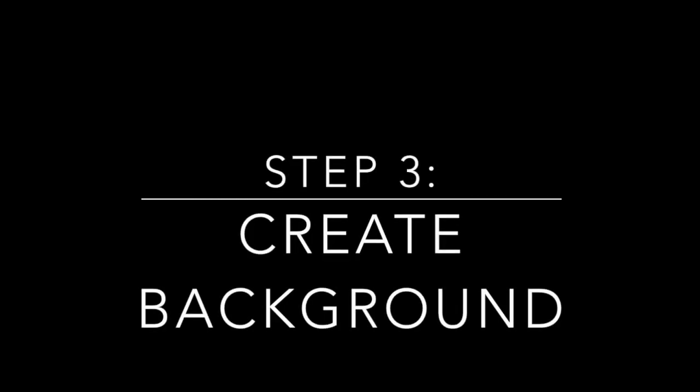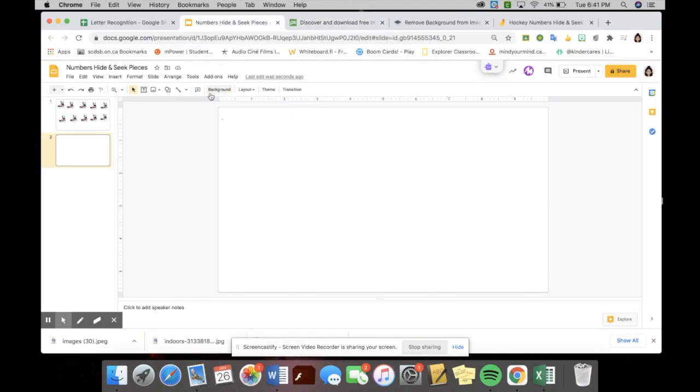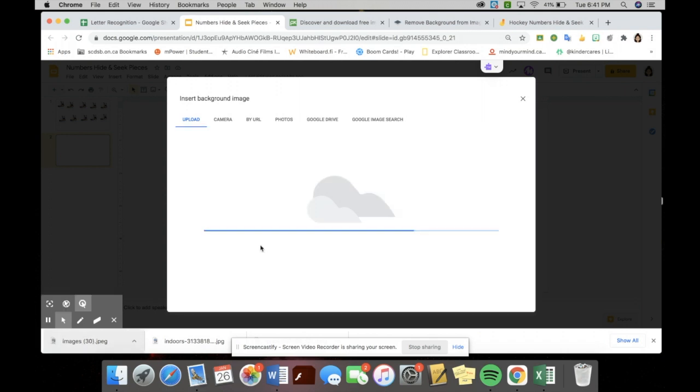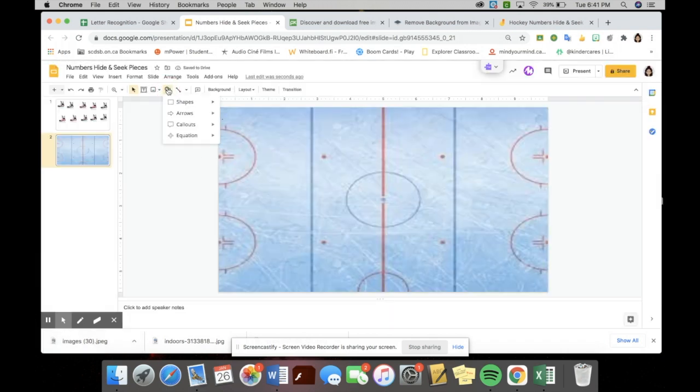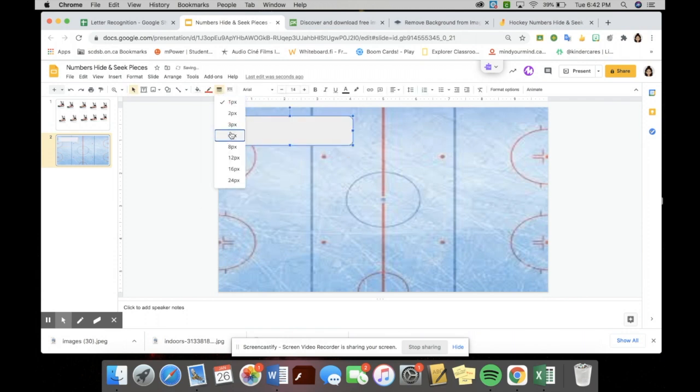The next thing that you're going to do is create the background. So this is where I put in any of my instructions I want for students. I do this in Google Slides. I get an image from Pixabay and I will again put a shape and type in any instructions that I want for the students to follow.